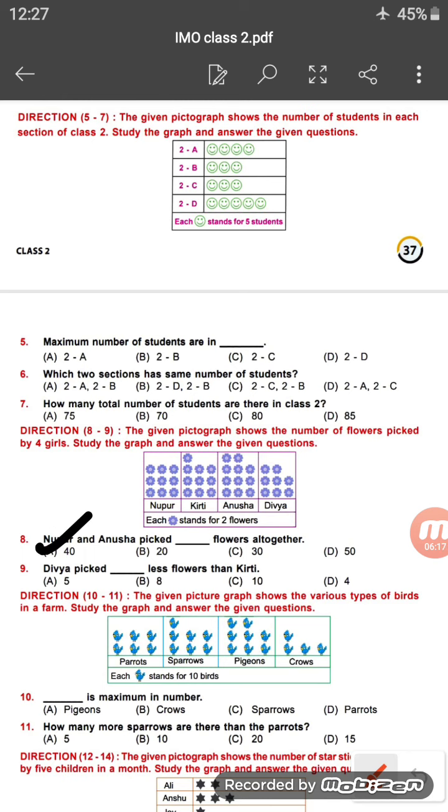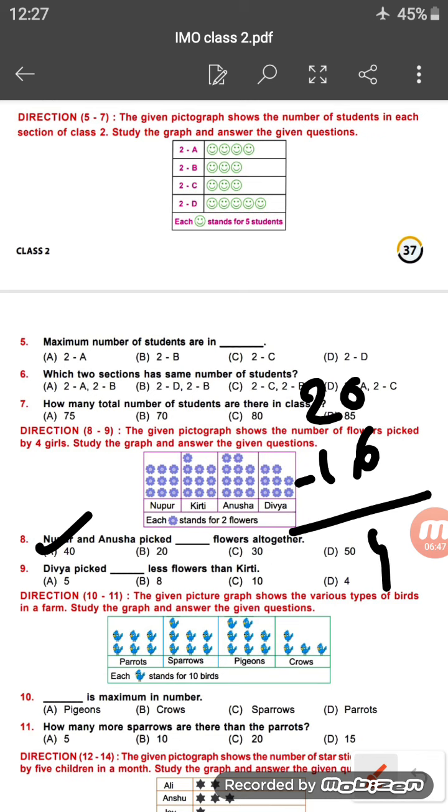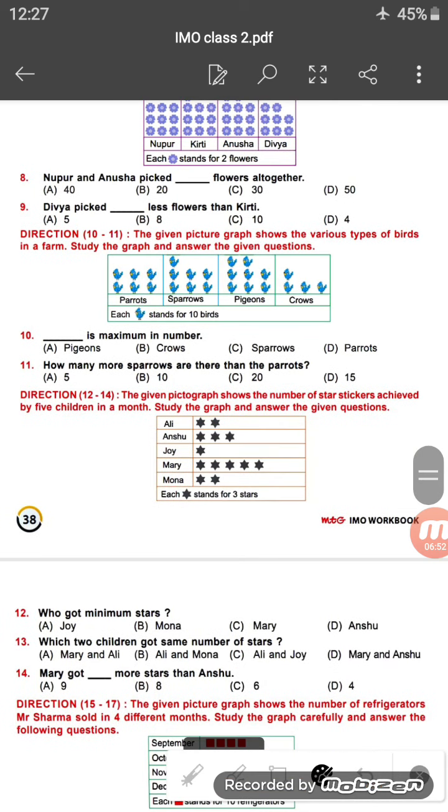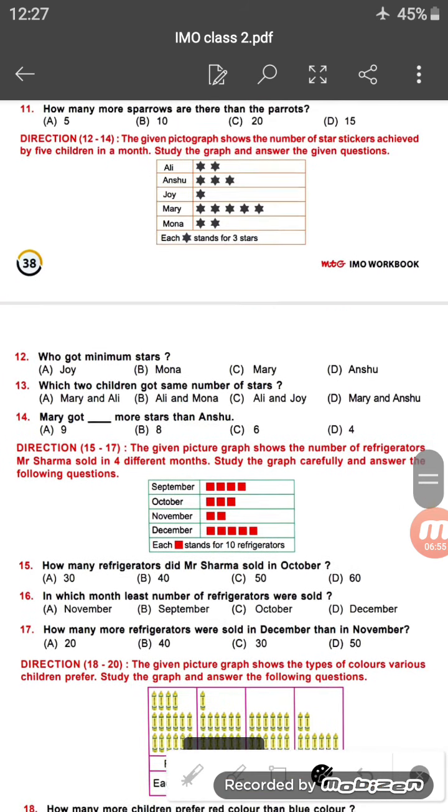Divya picked dash flowers less than Kirti. So Divya has picked 1, 2, 3, 4, 5, 6, 7, 8, which means 16. And Kirti has picked 1, 2, 3, 4, 5, 6, 7, 8, 9, 10, so Kirti has picked 20 and Divya 16. So 20 minus 16 is 4. Option number D. Clear?